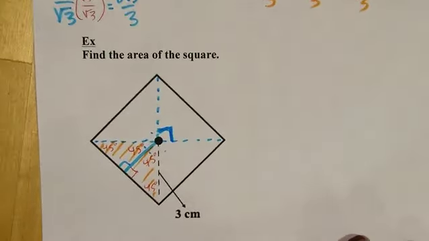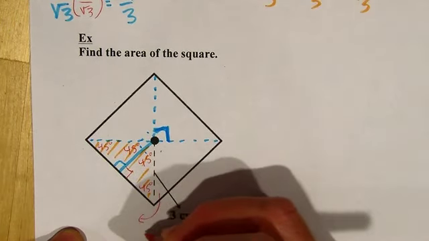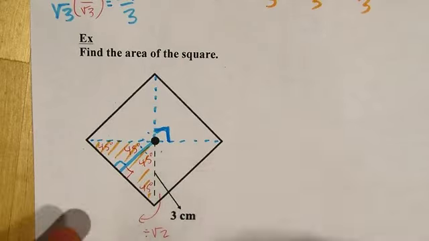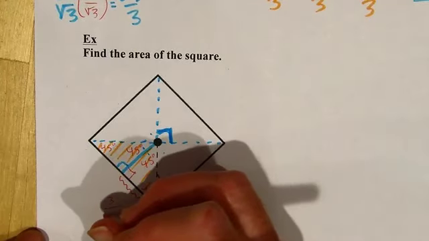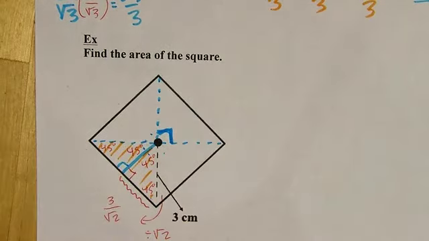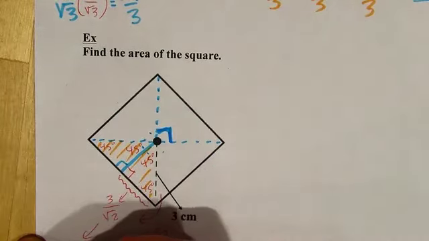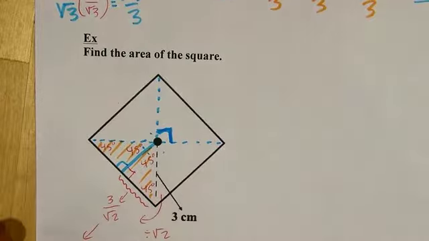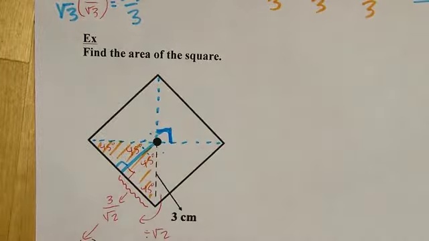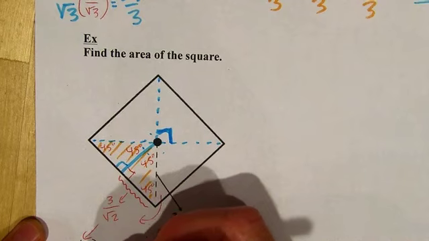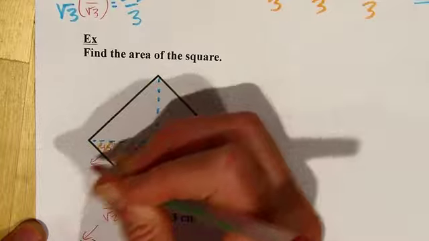So when you have the hypotenuse on a 45, 45, 90, you're going to divide by the square root of 2. So that means this piece would be 3 over root 2. Let me simplify that. So that's 3 root 2 over 2. And that means that this is also 3 root 2 over 2.